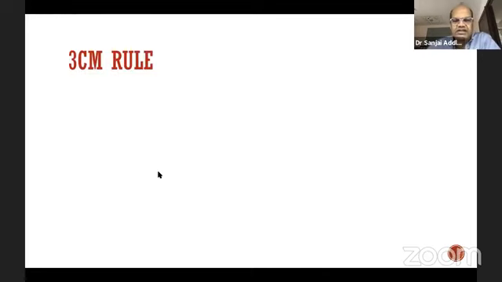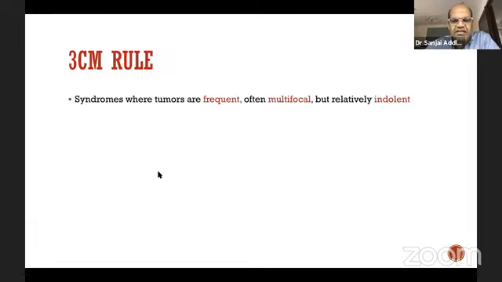There is something called the 3 centimeter rule. The 3 centimeter rule is you keep them under active surveillance, because though these patients present early, quite often they tend to recur, but they have an indolent course. Often, I'm not saying that all the time. There will always be exceptions. So these tend to have an indolent course.